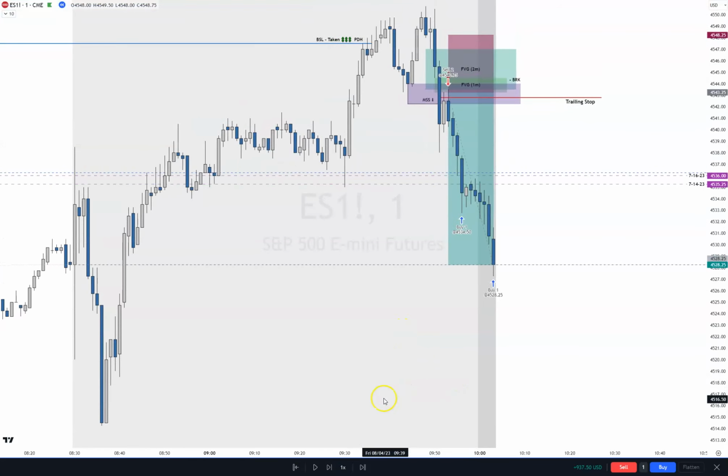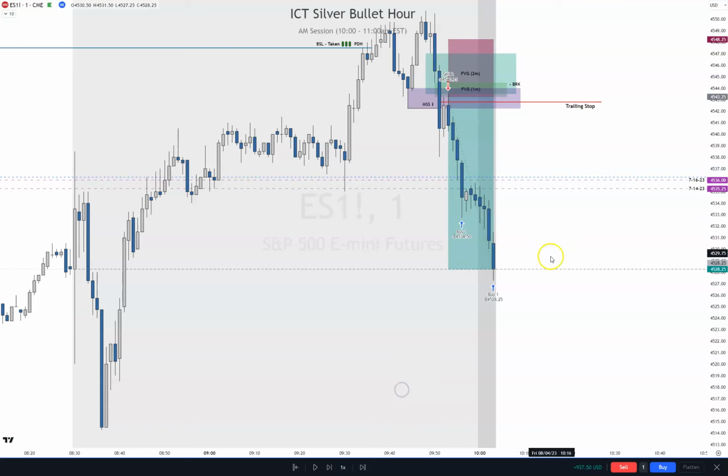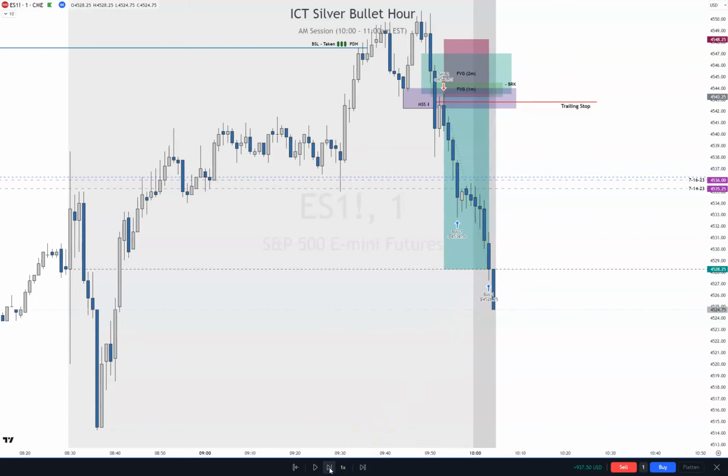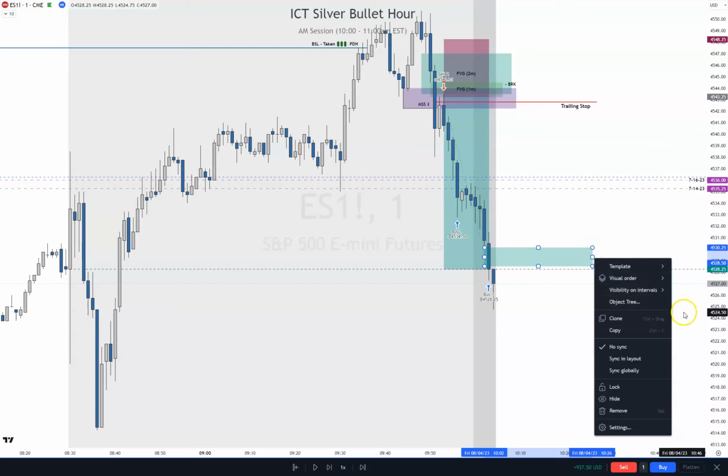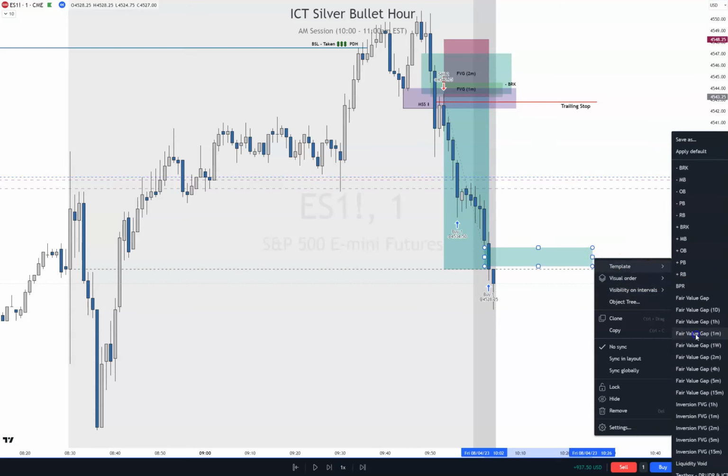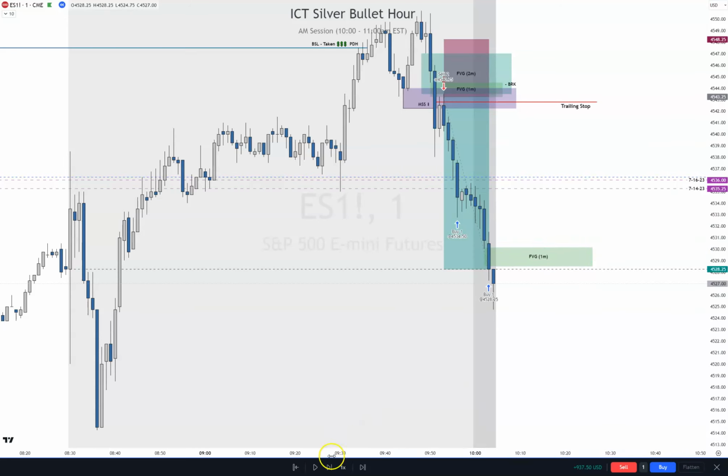This starts the silver bullet hour, so now let's see if we get displacement, if we get a reversal, or if we just continue on, and at that point we'll start looking at fair value gaps. Let's see how it plays out here. There's a fair value gap right there. Let's mark this on the chart. There's a 1 minute fair value gap, not a 2 minute. So there you go.